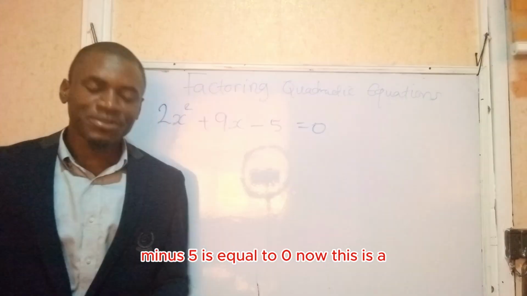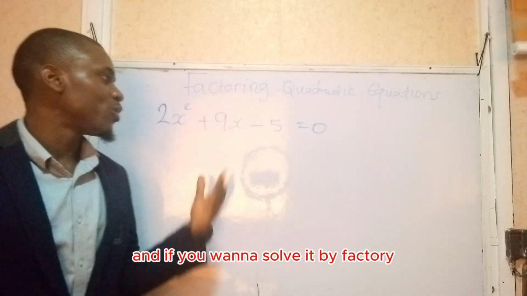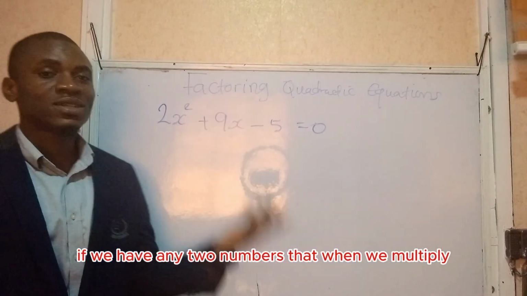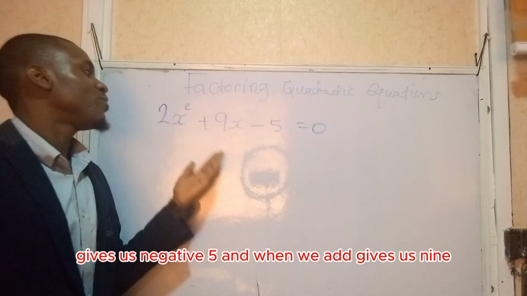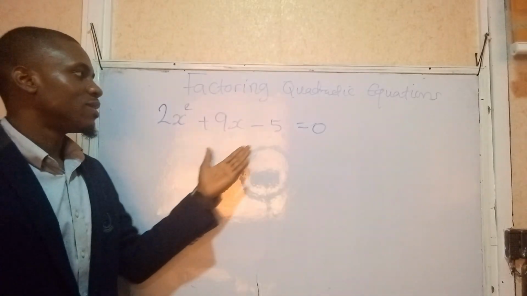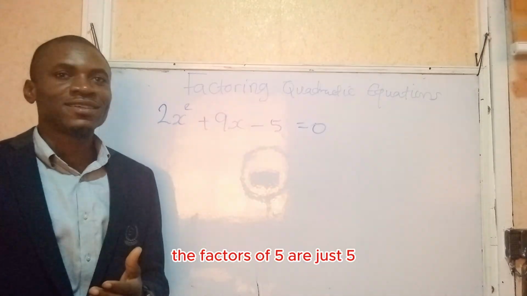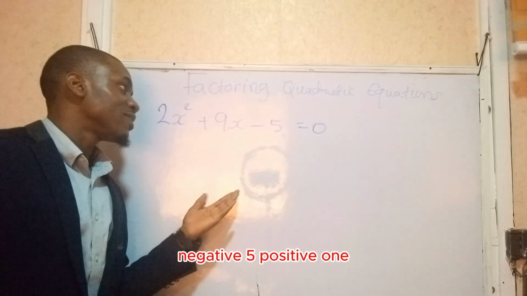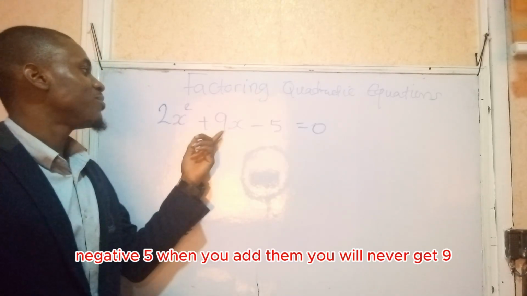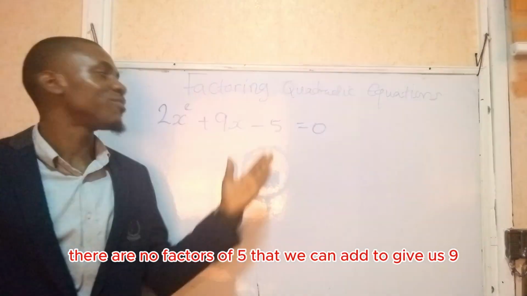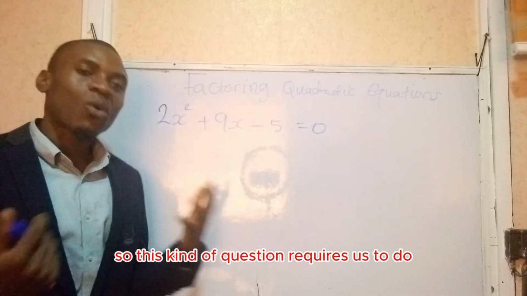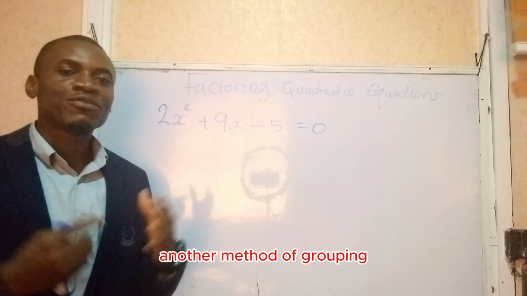Now, this is a quadratic equation, and if you want to solve it by factoring, let's see if we have any two numbers that when we multiply, it gives us negative 5, and when we add, it gives us 9. The factors of 5 are just 5 and negative 1, or negative 5 and positive 1. When you add them, you will never get 9. There are no factors of 5 that we can add to give us 9. So this kind of question requires us to do another method of grouping.